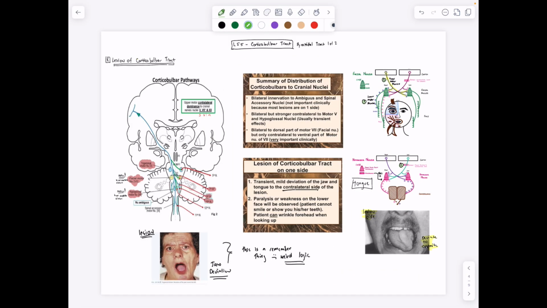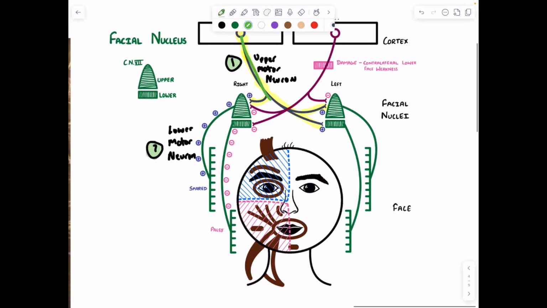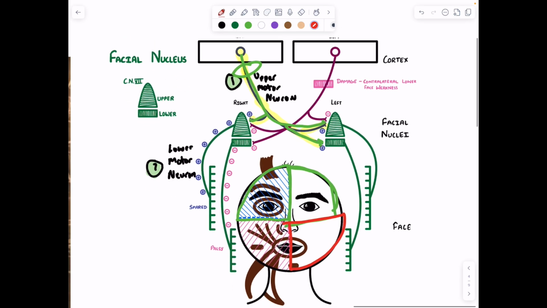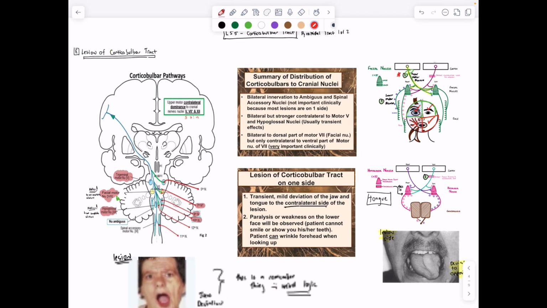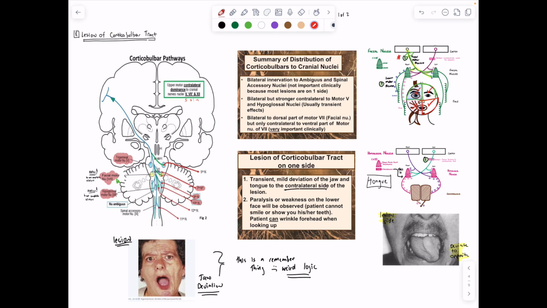So if we're talking about lesions, we've already covered this quite a bit, but the basic premise again is corticobulbar is all bilateral with the exception of the facial nerve, and the facial nerve is bilateral on the top, but contralateral on the bottom, right? So for the left side here, you're going to innervate this part of the face, this part of the face, and then this part of the face right here is contralateral. So this would be innervated, this would be innervated, this would not, from the left side of the corticobulbar. Okay, and then tongue and jaw are bilateral but stronger on the contralateral side.